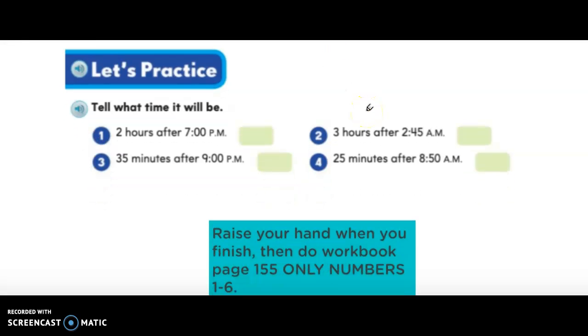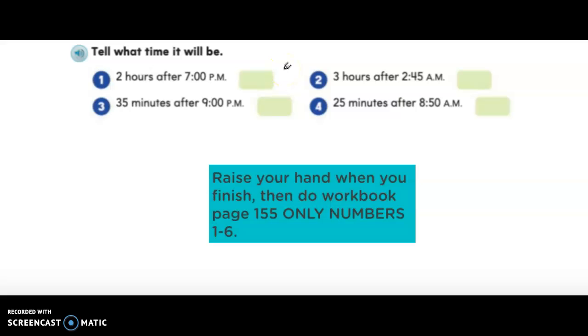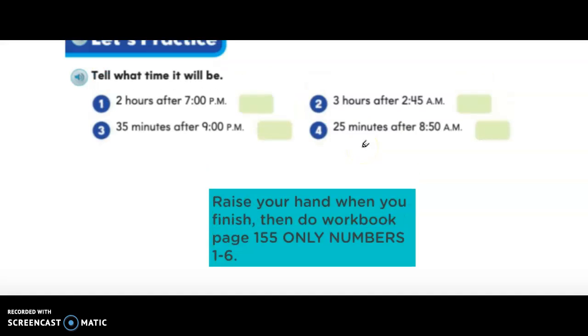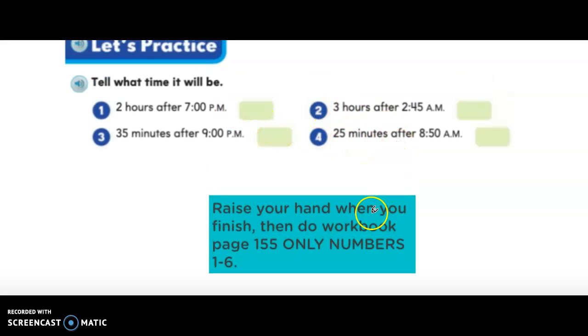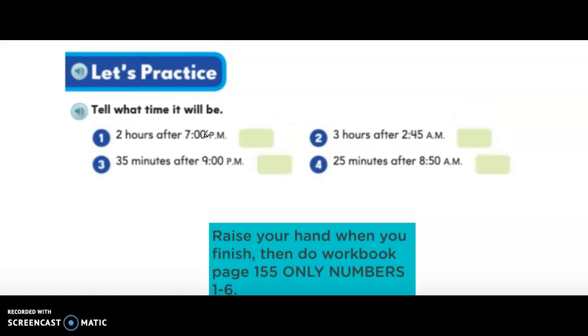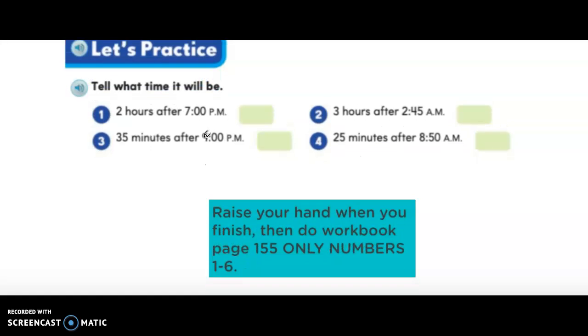So for Let's Practice Today, you are just doing these 4 problems. Most of them are pretty simple, but I would like to see a timeline for number 4. The other ones, 1, 2, and 3, you should be able to do without a timeline. Number 4, you must use a timeline, okay? And I am going to write a reminder so you don't forget to do a timeline for number 4.